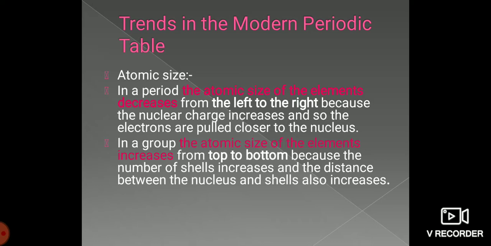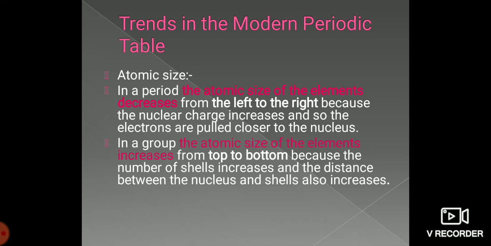Today we will be going to study about the trends in the modern periodic table. As we have already studied about the modern periodic table, how it has been arranged, it has been based on the increasing atomic number. Earlier, everything was based on atomic masses, but in the modern periodic table, the fundamental property of each and every element has been considered as the atomic number. So depending on the atomic numbers, the modern periodic table has been given.